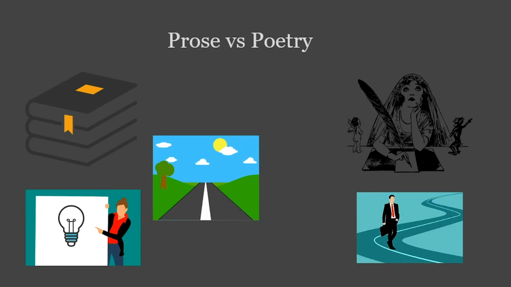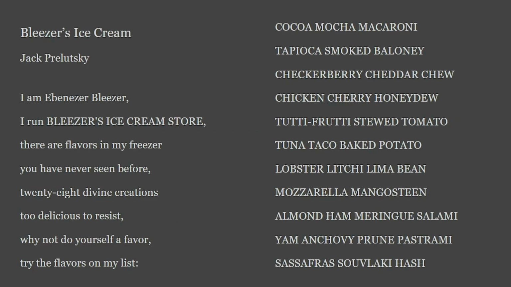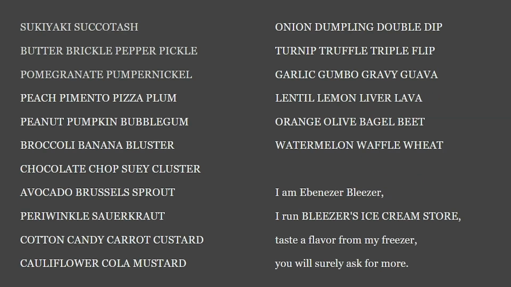Now that we have compared prose and poetry, we're going to read a poem. Today, we'll be reading Bleezer's Ice Cream. This poem was written by Jack Prelutsky in 1940, and it can be found on the poets.org website. Please pause the video and take a moment to read the poem. Now, let's get to analyzing.